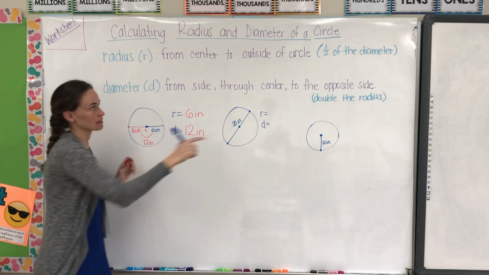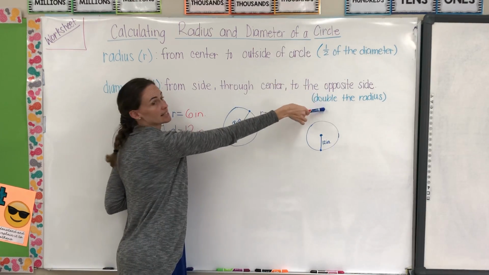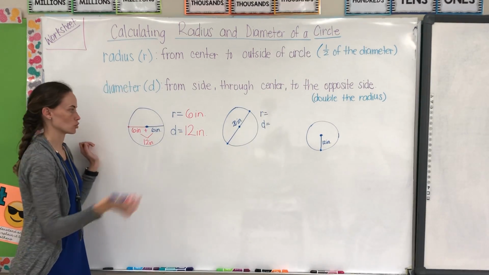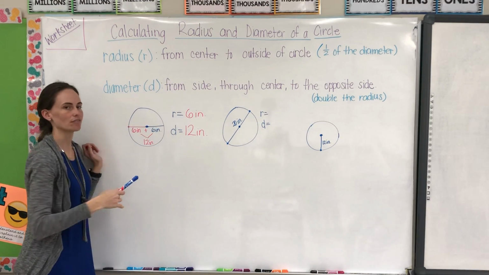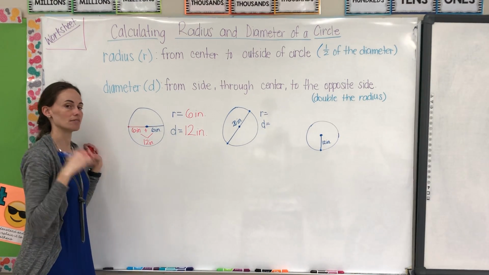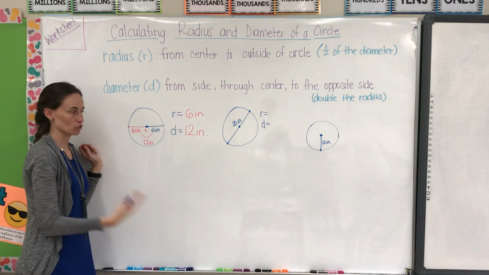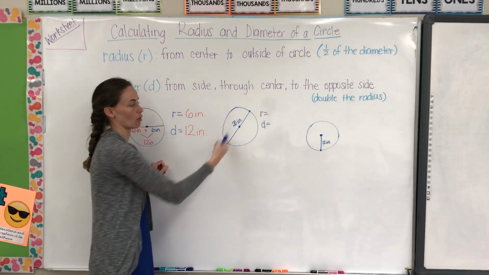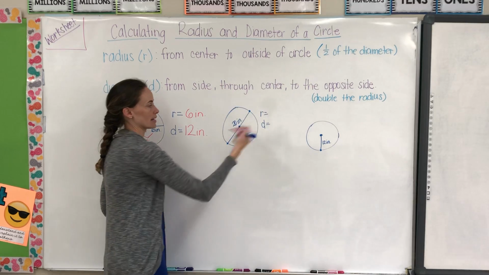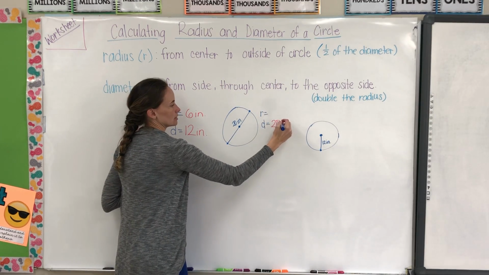Remember, keep in mind, the diameter is double the radius, so the radius times 2. And the radius is half of the diameter, so the diameter divided by 2. So let's look at the next one. This one they're giving us the diameter because it goes all the way through. So we know that the diameter is 20 inches.